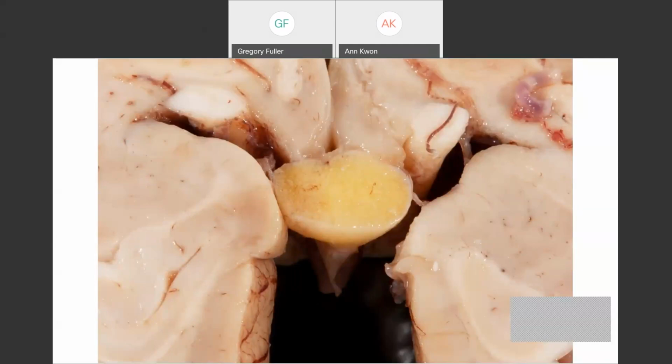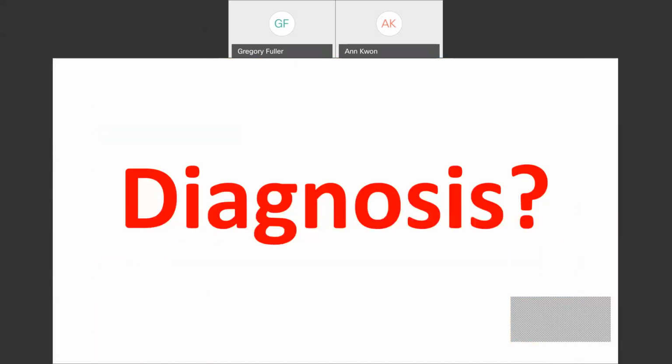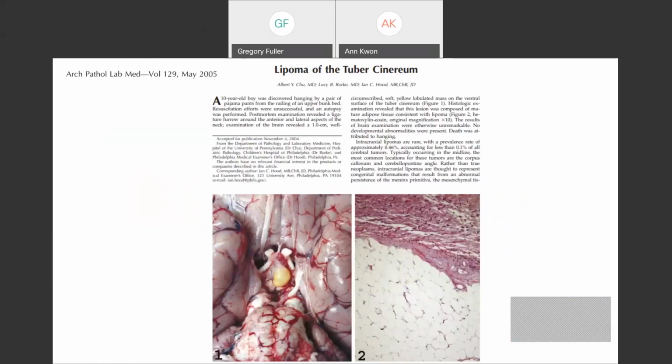Lipomas tend to be midline, most commonly, all right? Darshan says mammillary bodies. That's close, but it's actually anterior to the mammillary bodies, posterior to the optic chiasm. This is called the tuber cinereum, yes. So the diagnosis is lipoma of the tuber cinereum.